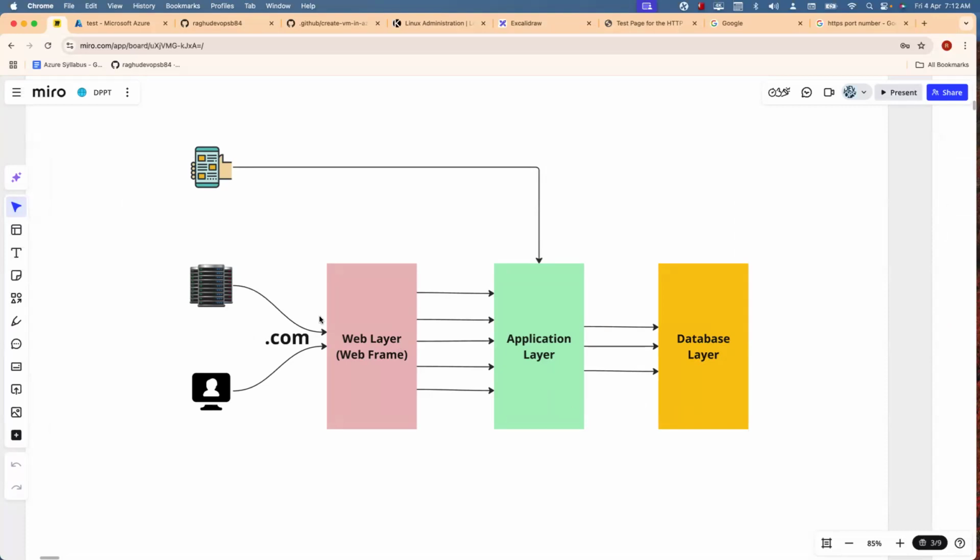Now, the web layer has a web frame that you can access directly on the desktop, or maybe servers accessing the web layer. Or you also have modern applications, like mobile applications, where the mobile app already has a frame, and that frame will then talk to this application layer.